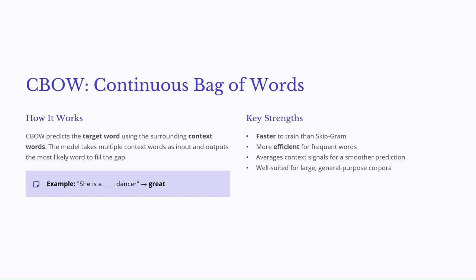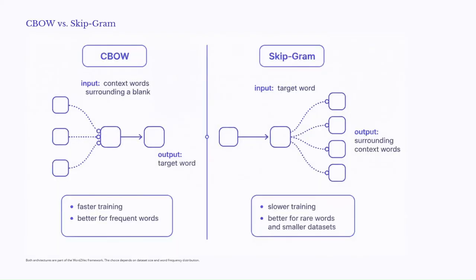Okay, so CBOW is faster than that, more efficient for frequent words, and averages context signals for smoother prediction. It is well suited for large general purpose corpora, so that is what it is mainly used for. So this is the skipgram model and this is the CBOW model. Both definitions are almost the same. It wants to find the target word.